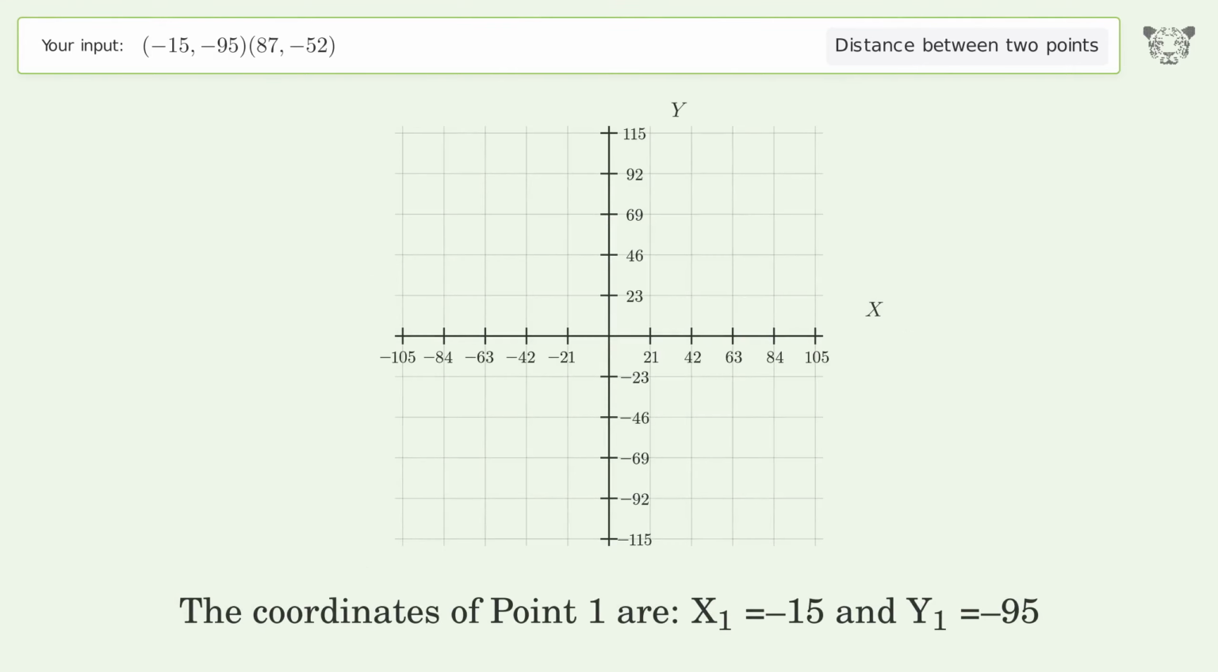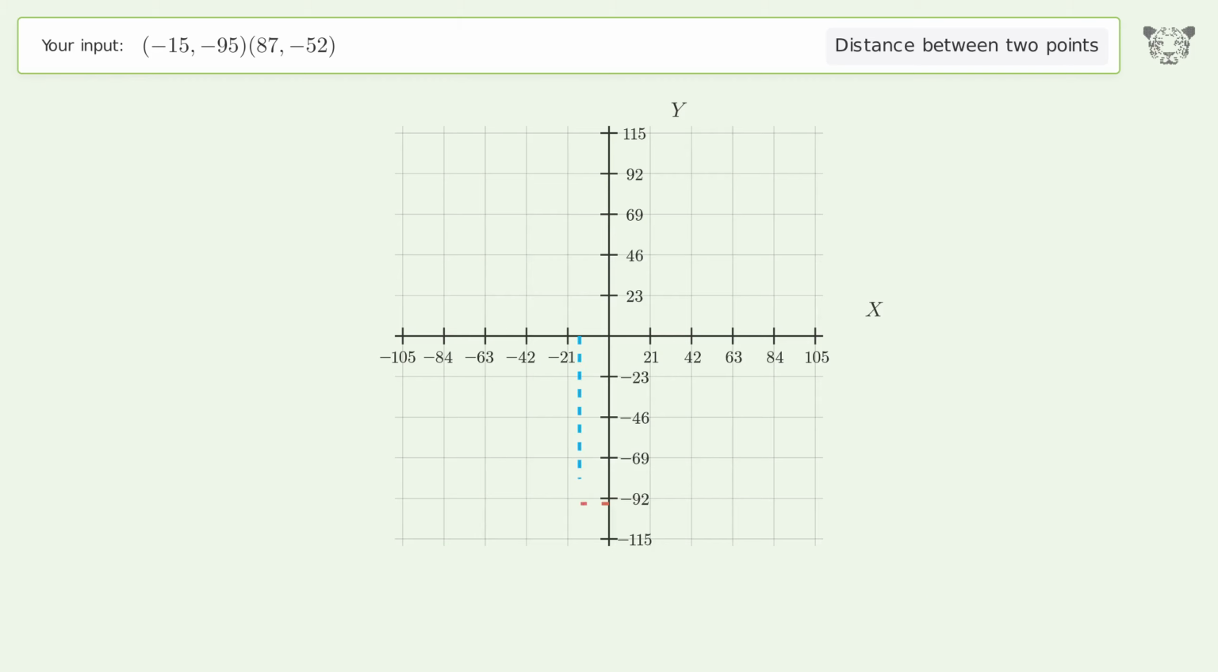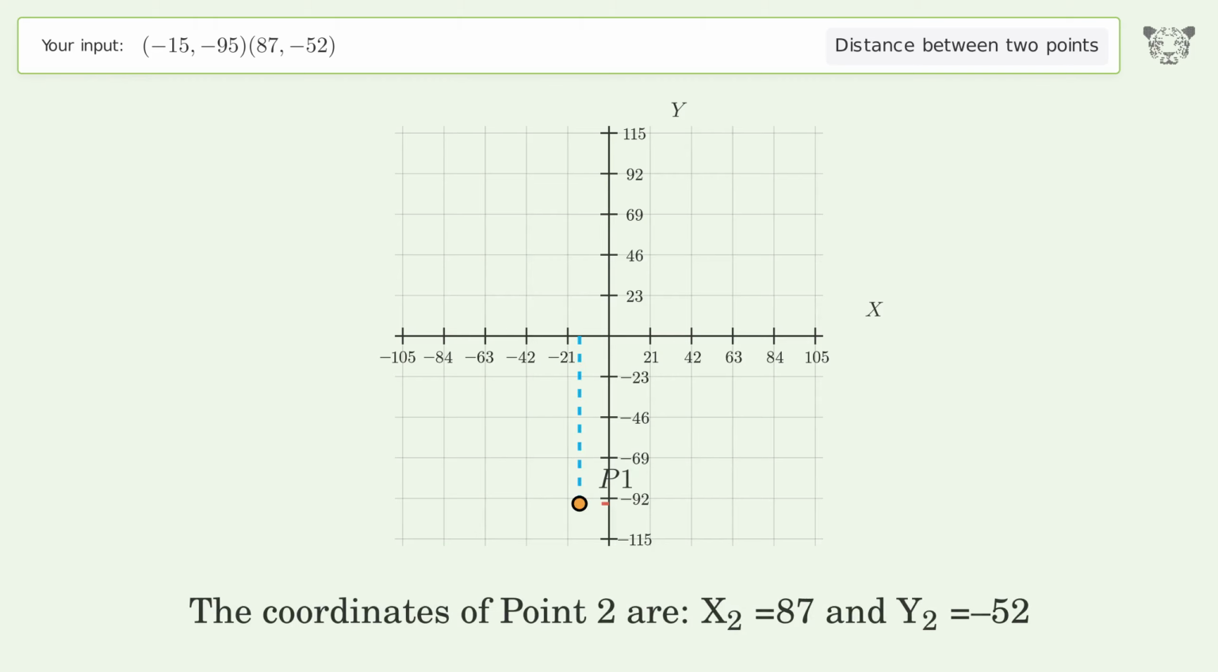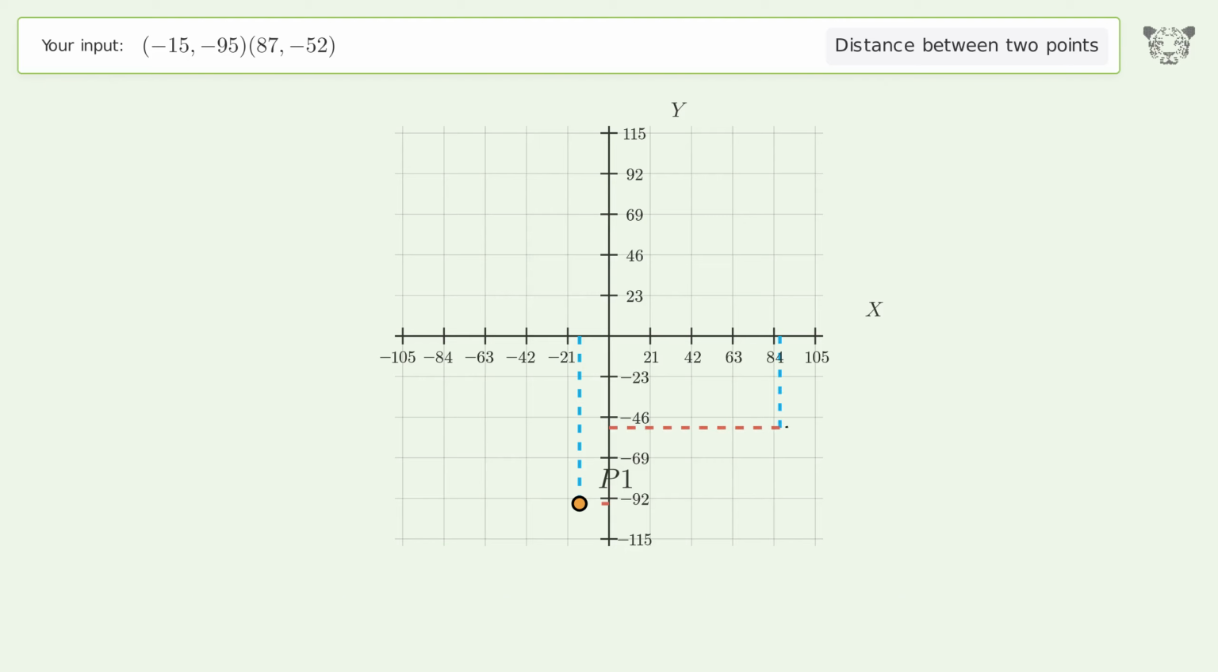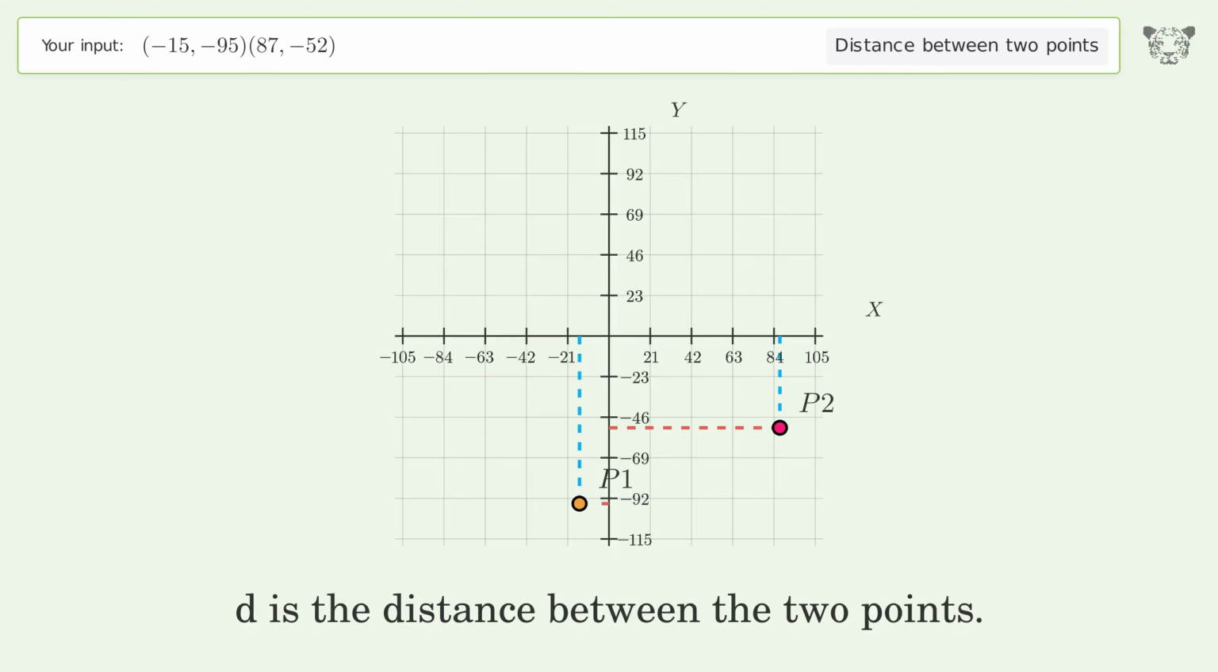The coordinates of point 1 are, x1 equals -15 and y1 equals -95. The coordinates of point 2 are, x2 equals 87 and y2 equals -52. D is the distance between the 2 points.